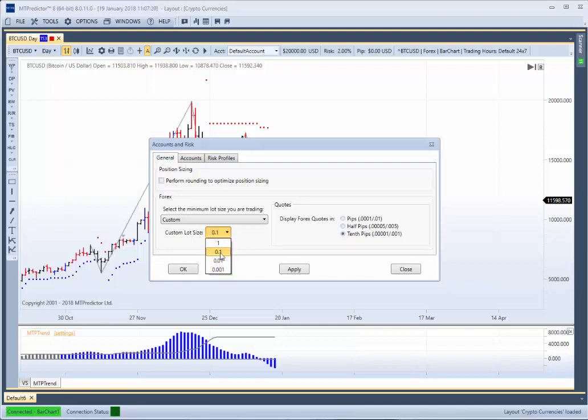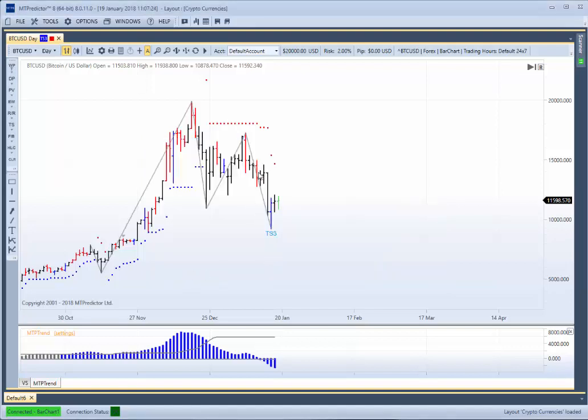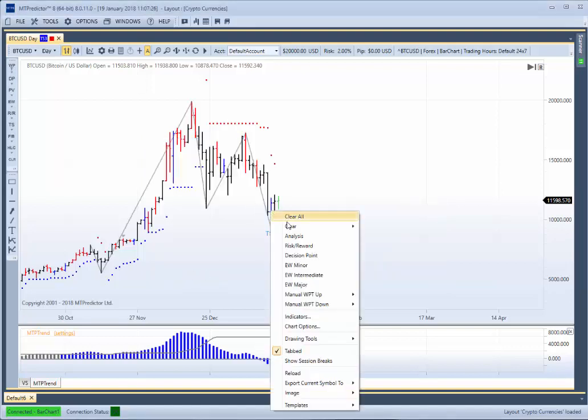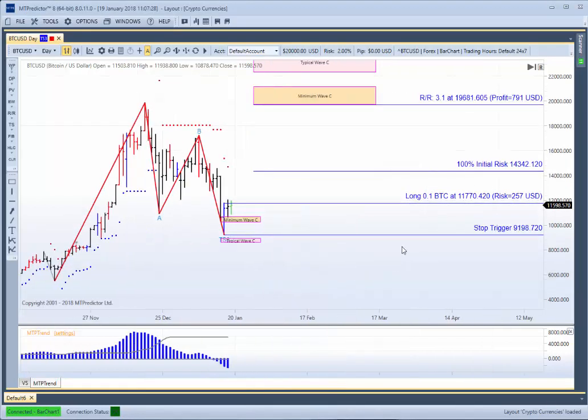So if I here select 0.01 and then do OK, what this allows you to do is, if I right mouse click here and do our analysis, you can see it's telling you for a risk of less than 2% of a sample $20,000 account to trade 0.1 of a Bitcoin, and there's your dollar risk there. We'll show you some smaller setups here a bit later on.